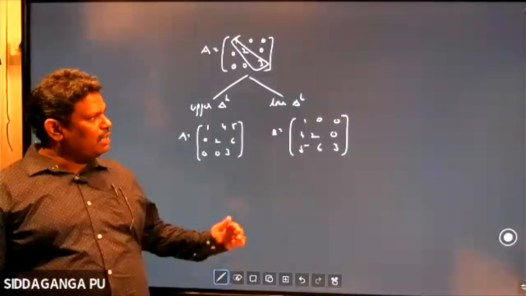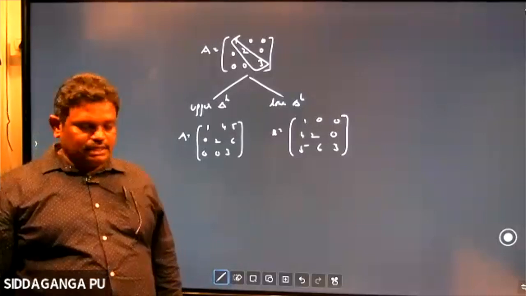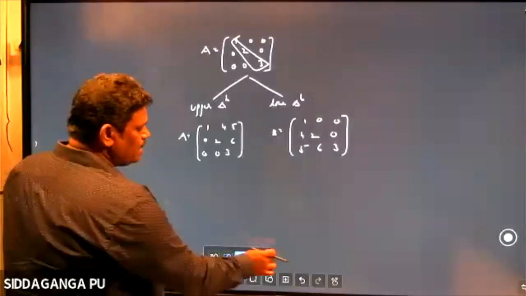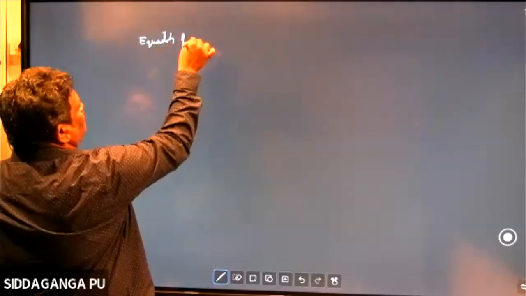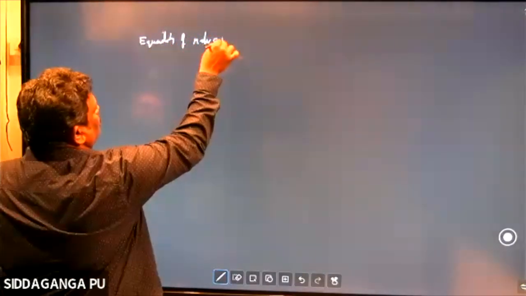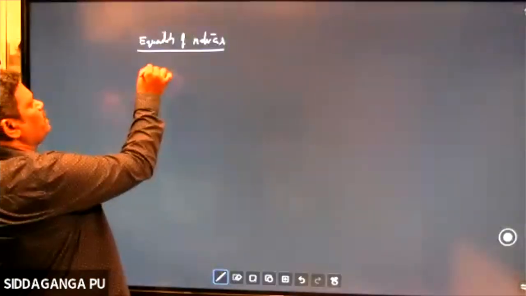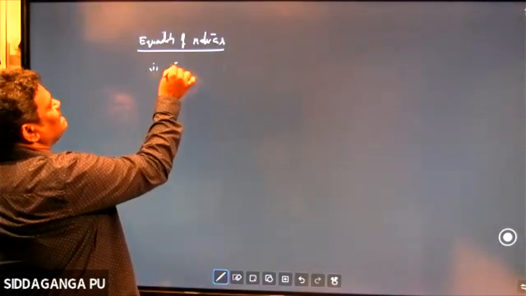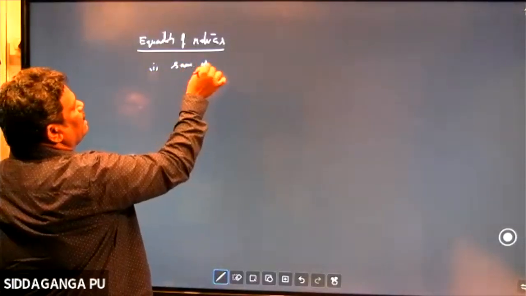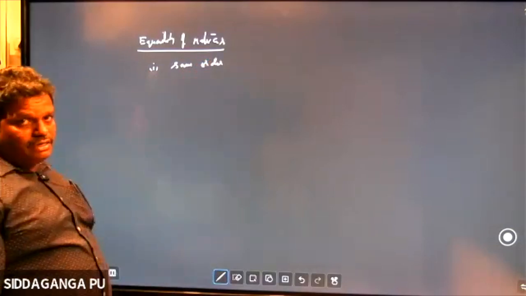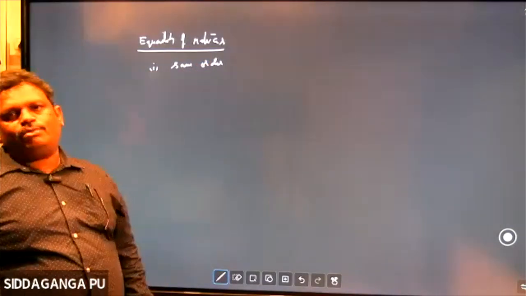So scalar, diagonal, and after then this value. Then we can discuss the equality of matrices. When are two matrices said to be equal? We must remember 2 important points. The first point is that the two matrices have the same order. Order means, as we already learned, the number of rows by the number of columns.